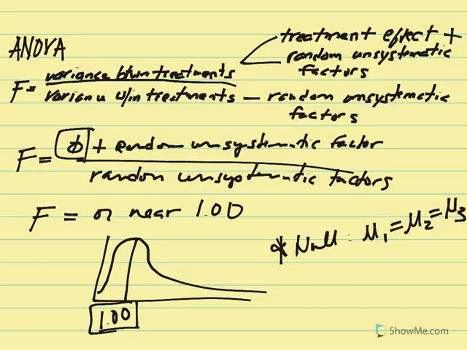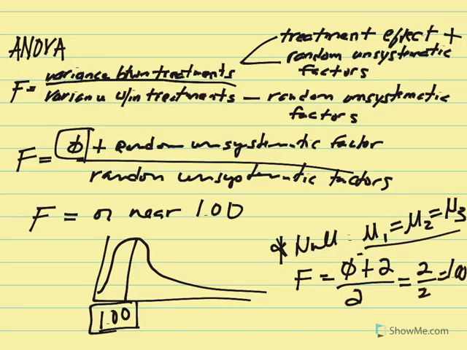significantly different. So if I just put numbers to this and first say that if our treatment effect is equal to 0, and let's say we just produced random unsystematic factors equal to 2, and that's the same in our denominator, then we'd have 2 divided by 2, and that's equal to 1. Again, the null says no difference, right? No treatment effect. And if we produce an F value equal to 1, we have support for the null hypothesis. We would fail to reject the null hypothesis.